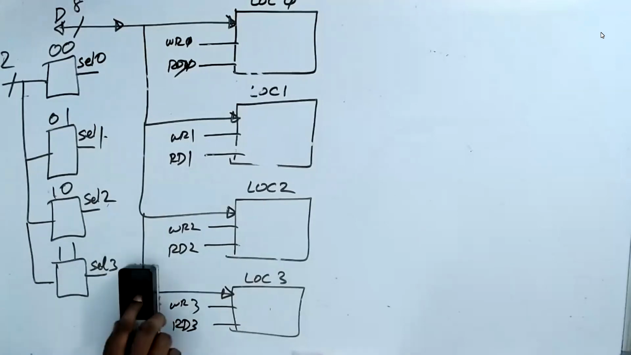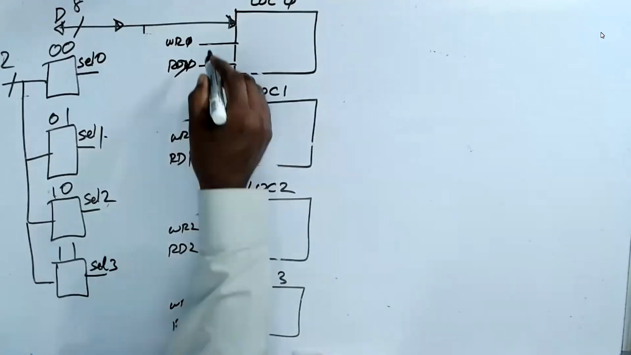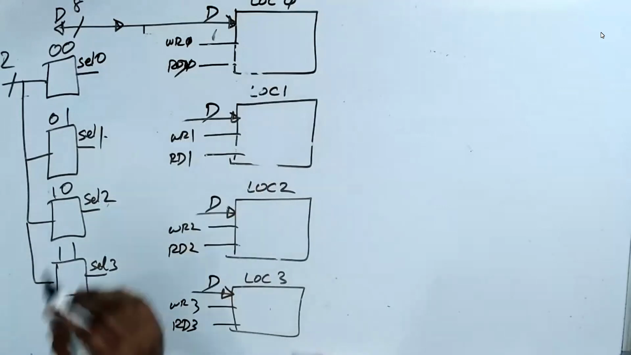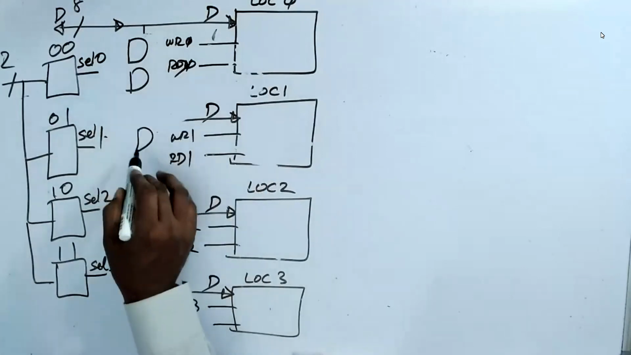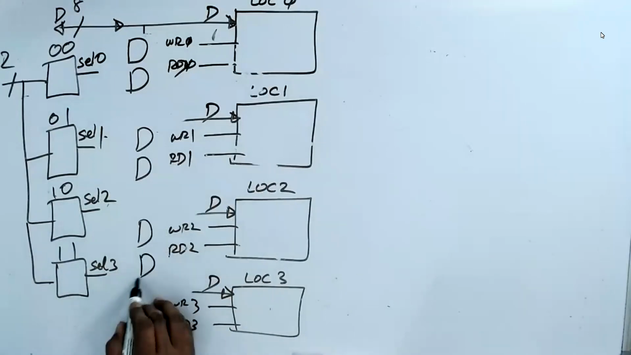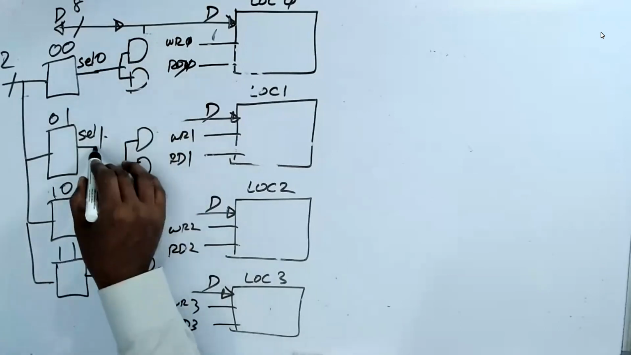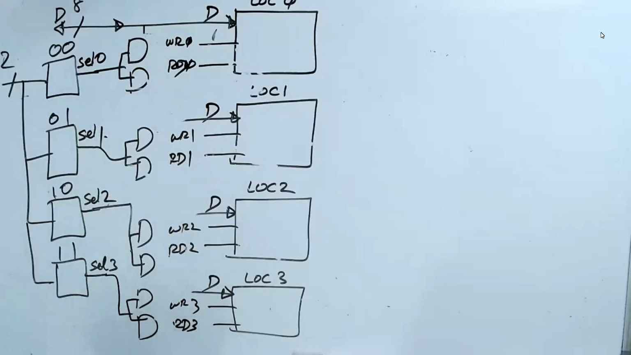Now let me remove these wires because it's a little bit confusing. Instead, I write D right here, then you will understand that it's D. All are connected. Now here, how many AND gates do I have? 1, 2, 3, 4, 5, 6, 7, 8. Understand now. These two are controlled by select 0. These two are controlled by select 1. These two are controlled by select 2. These two are controlled by select 3. Now, this is connected here. This is connected here.